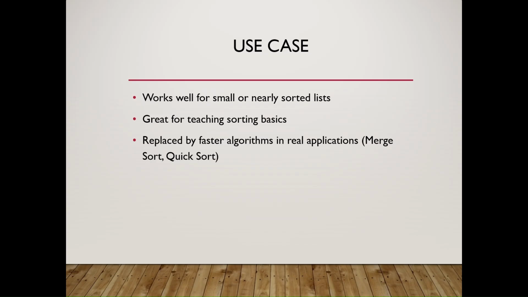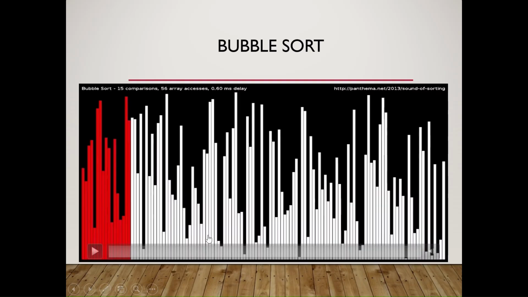Use case. What is the use case of bubble sort? It works well for a small or nearly sorted list, and it's great for teaching sorting basics. Now it is replaced by faster algorithms in real applications like merge sort, quick sort, and others. Here we have a video in which you can get a better understanding of how bubble sort works and how elements are sorted.